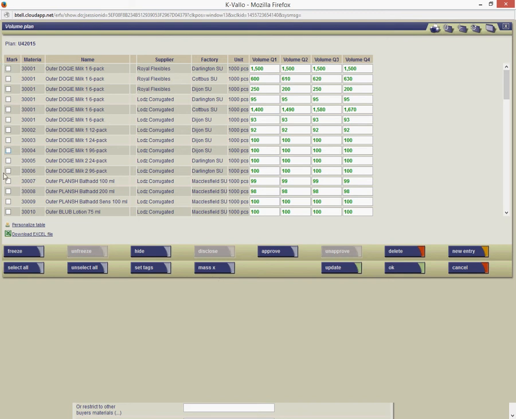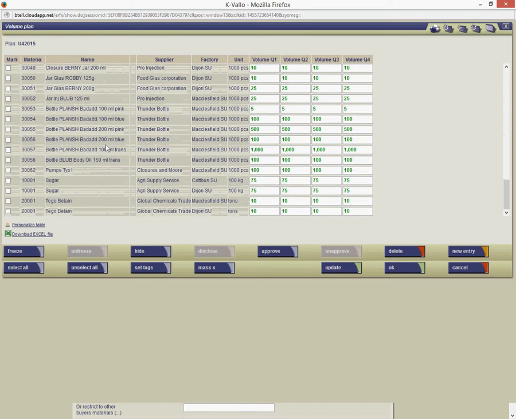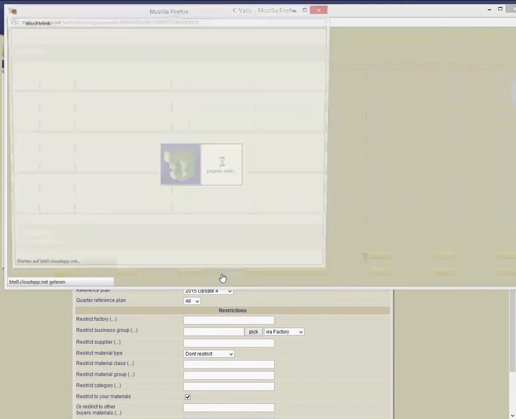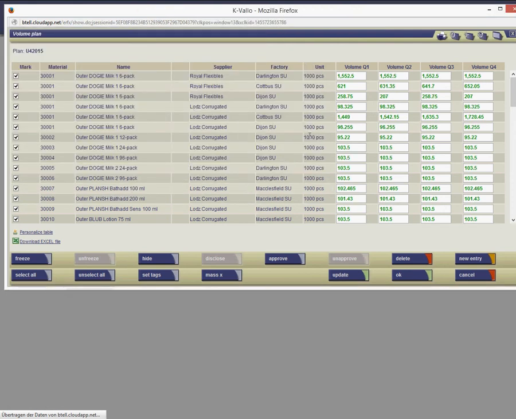So we're going to mark all the lines which are subject to the volume change. We've decided it is going to be all. So everyone is marked, and then we do a mass change and say we take as a basis our plan, and we're just going to add 3.5%, and we call that organic growth. And we do OK. And now you see all figures have changed.